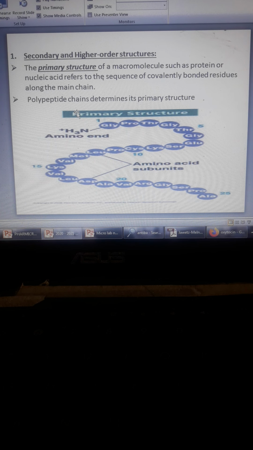Secondary and higher structures, we have the primary structures. Macromolecules such as nucleic acids refer to a sequence of covalently bonded residues. So polypeptide chains determine its primary structure. So this one is an example of a primary structure. This is composed of one chain of amino acids, okay, regardless of the length.